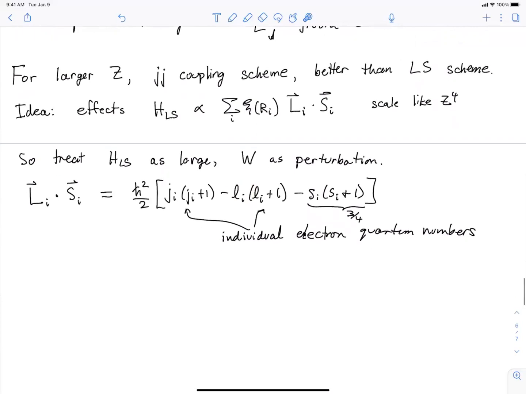And so now the coupling scheme approximation is we first combine the individual spins with the individual orbital angular momenta to get individual total angular momenta. And then we combine those to get the total angular momentum.